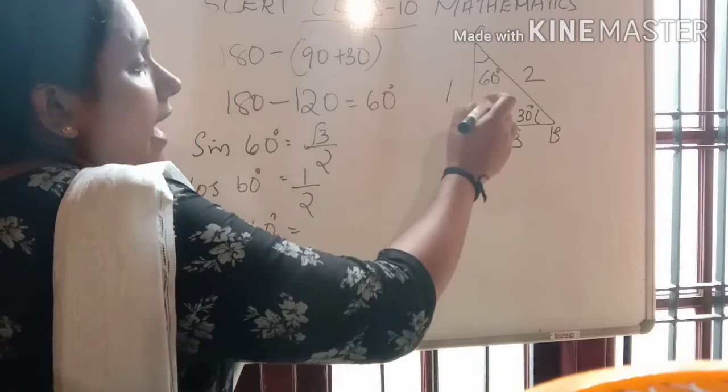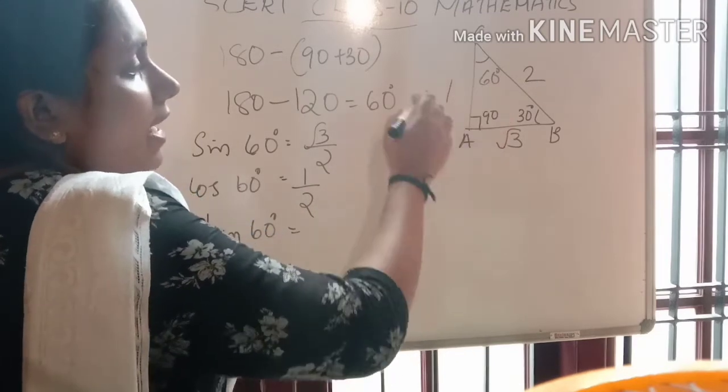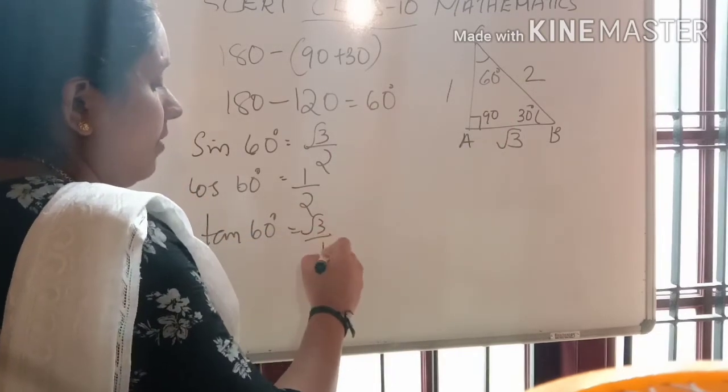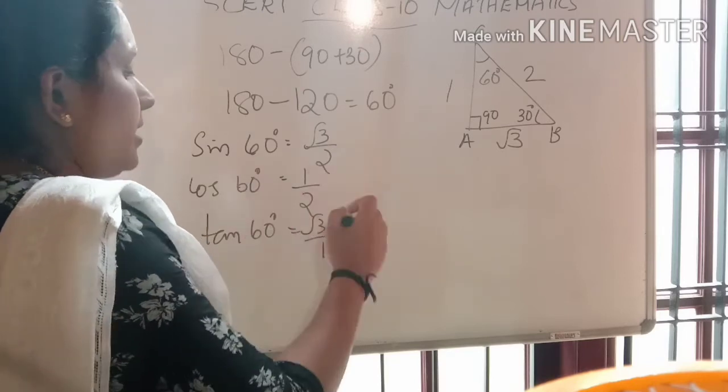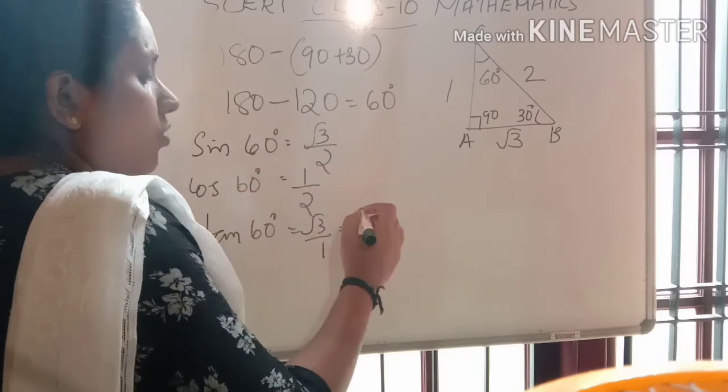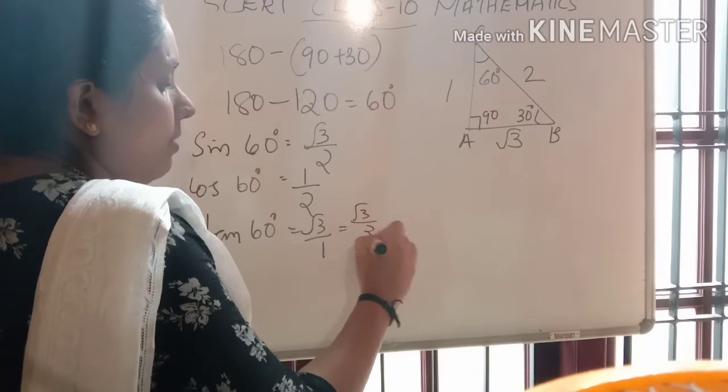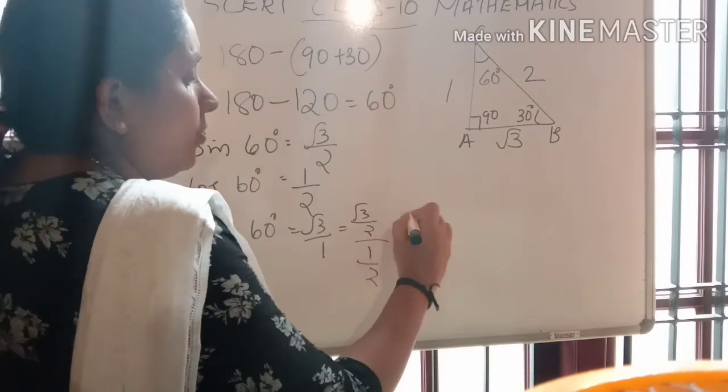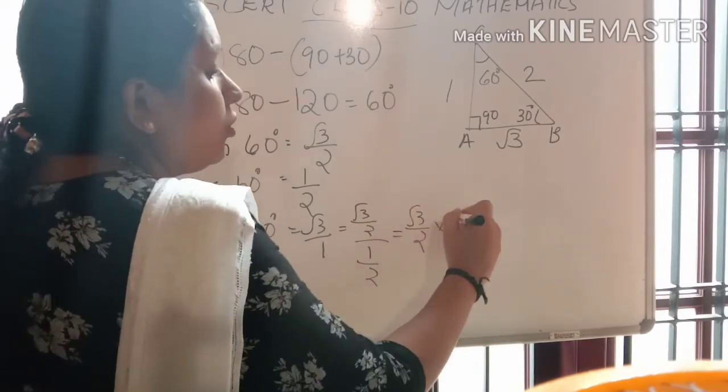Or we can write sin 60 by cos 60, that is root 3 by 2 divided by 1 by 2, which is equal to root 3 by 2 into 2 by 1. 2 and 2 cancel. We will get the same answer, root 3 by 1.